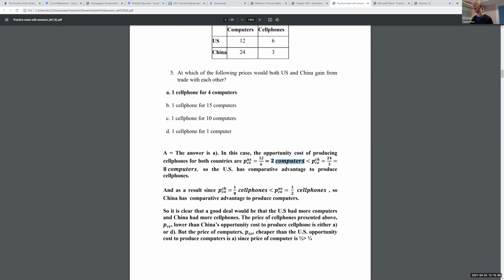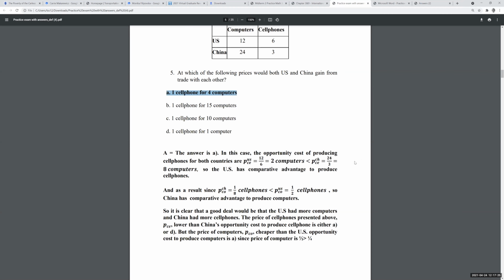If we're looking at the computer to cell phone, it's a 2/8 relationship, which would be a 1/4 relationship. So if we look at which one is closest to a 1/4 relationship, there is one that actually is a 1 to 4 relationship, which would be A. That would be the only one that's correct, because all of these other ones are either too large or too small to facilitate trade.